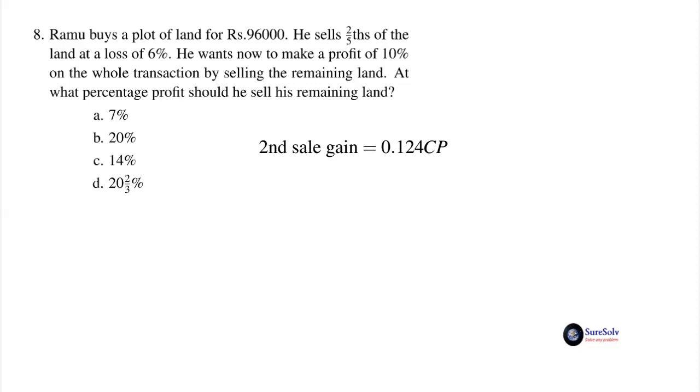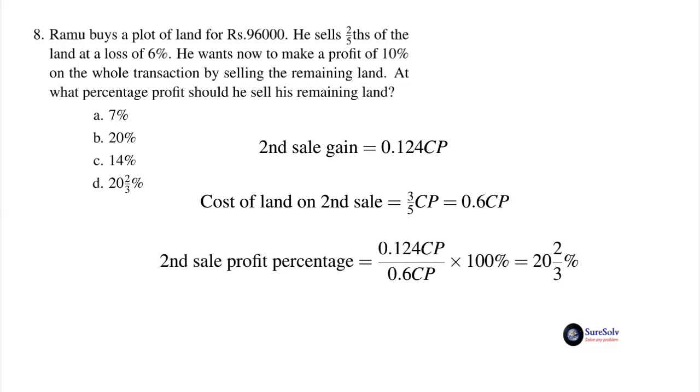This gain in second sale has to be achieved on the cost price of the rest 3/5 of the land, which is 0.6 CP. So required percentage profit in second sale is 0.124 CP divided by 0.6 CP times 100 equal to 22/3%. Cost price CP cancels out as expected. Answer is option D, 20 to 30%.